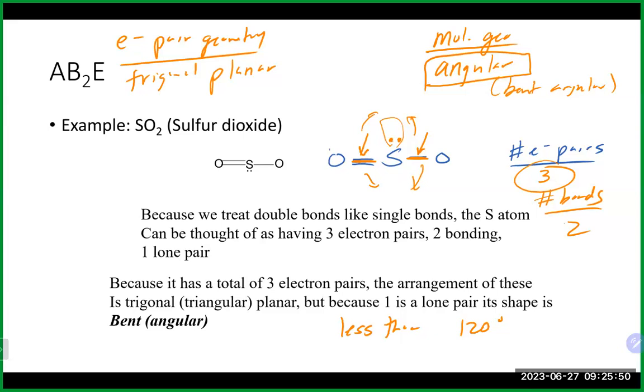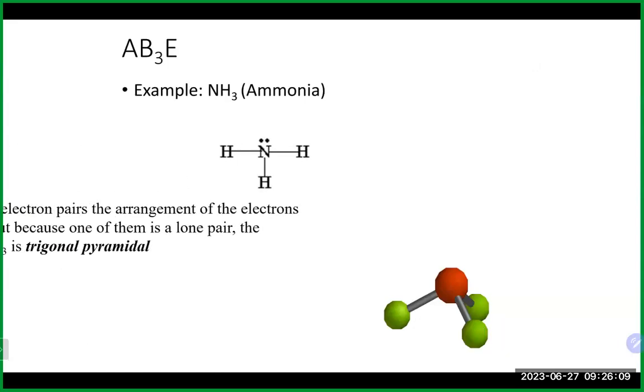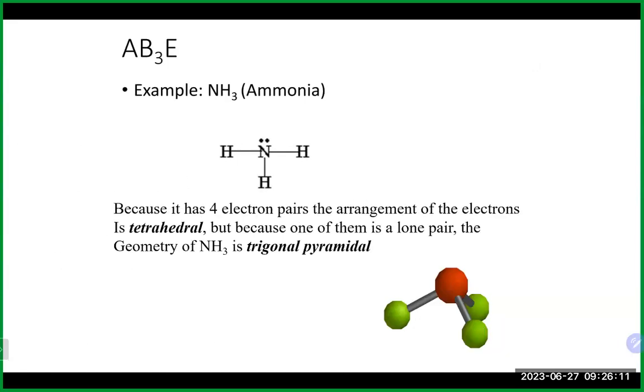So 3 electron pairs, but only 2 bonds will give us this angular sort of shape, not as sharp as a bent or V shape that we'll see a little bit later on. The next example here is something with 4 electron pairs, but only 3 bonds.